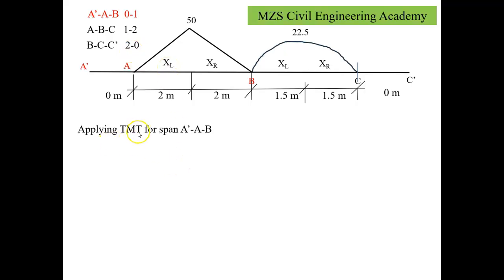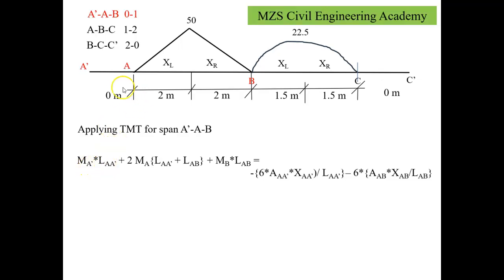Let's move further. Let's apply the three moment theorem for span A dash A B. The theorem says that moment at A dash into the length of the span A dash, plus twice the moment at the midpoint, that is MA, in bracket the first span plus the second span, we can say length A dash plus length AB, plus the moment at the far end, that is B, into LAB, the span LAB, equals minus 6 times the area under the span A dash into the centroid X for A dash divided by the length of A dash, minus 6 times the area of the bending profile under the span A to B, into the centroid X bar of the bending profile for the span A to B, divided by the length of the span AB.